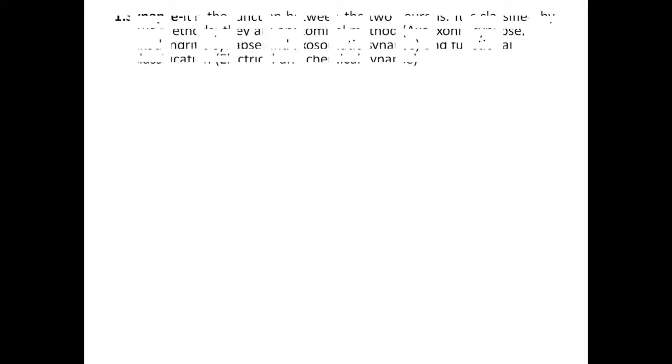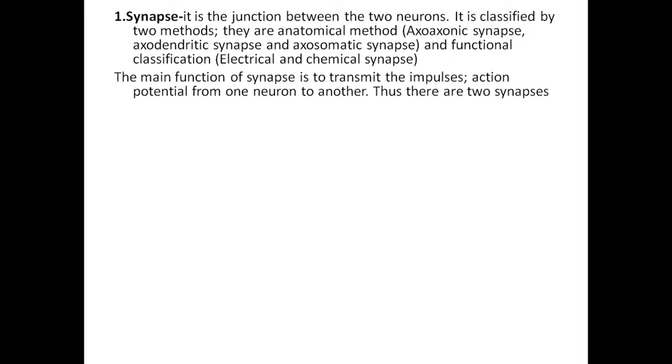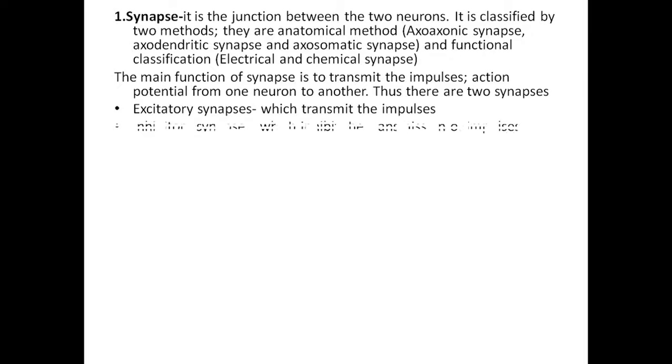So the first question is synapse. It's a junction between two neurons. It is classified by two methods: the anatomical method, axoaxonic synapse and axodendritic synapse, and the functional classification, electrical synapse and chemical synapse. The main function of synapse is to transmit the impulse, the action potential, from one neuron to another. Thus, there are two types: excitatory synapse, which transmits impulses, and inhibitory synapse, which inhibits the transmission of impulses.